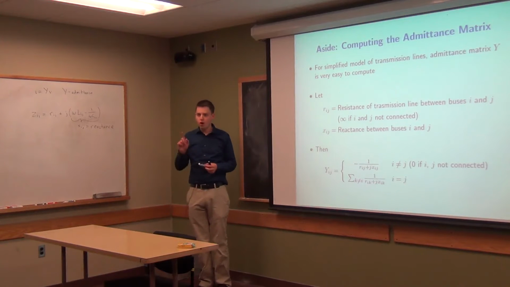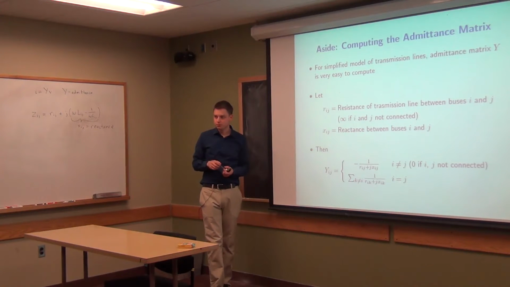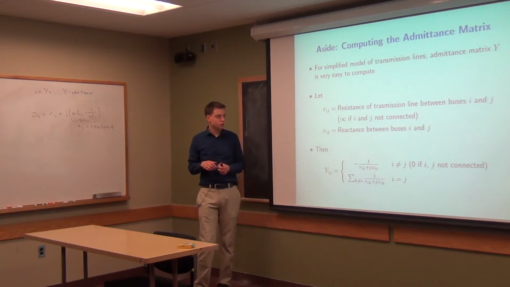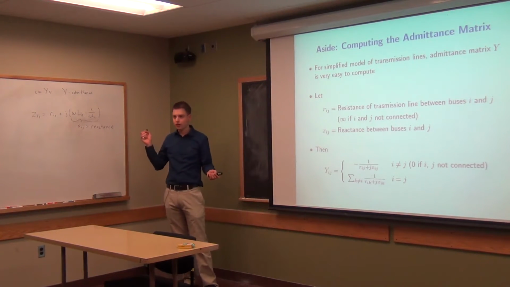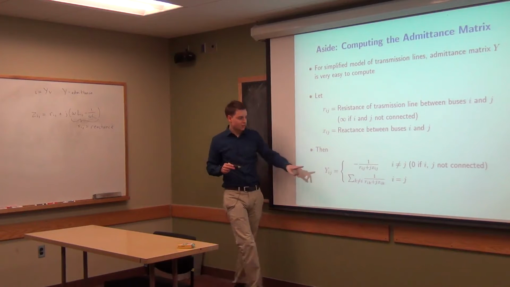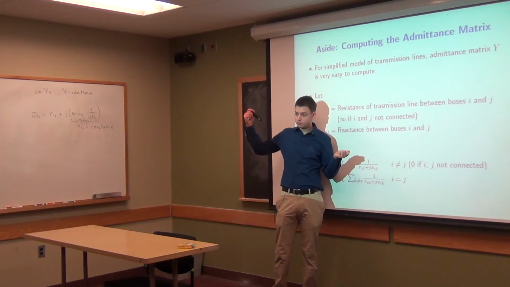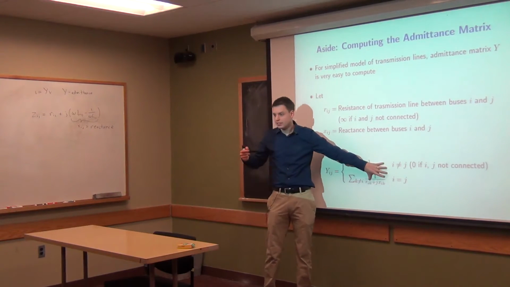Now, there's one important point which makes this a very nice matrix to work with. Suppose we don't have a line between nodes i and j, right? What would the value of yij be then? Yeah. So if you have no line, the resistance is infinite. And so 1 over something really big, well, that's 0.